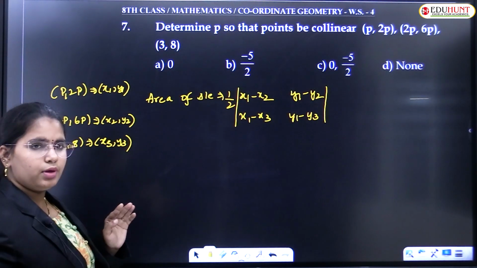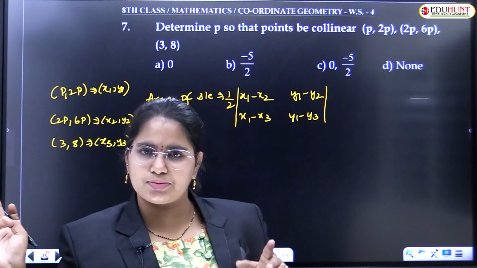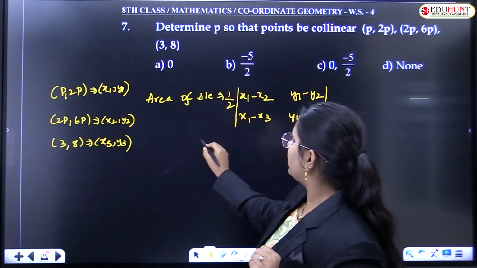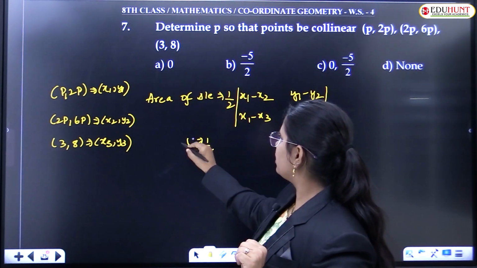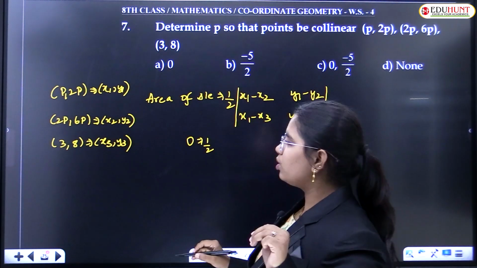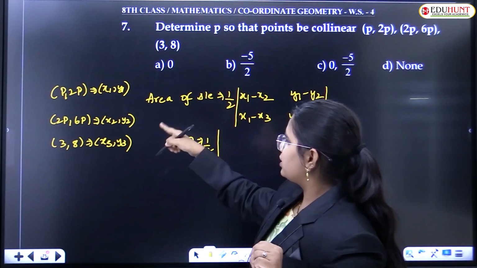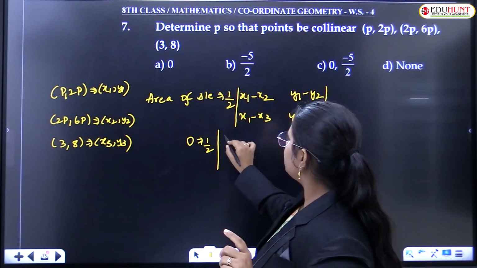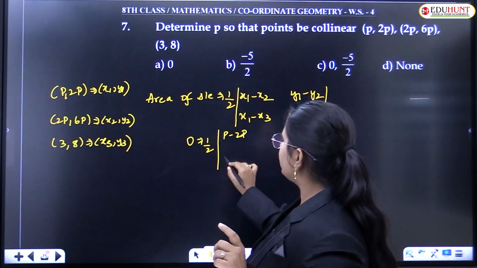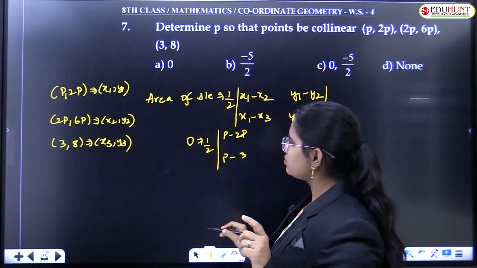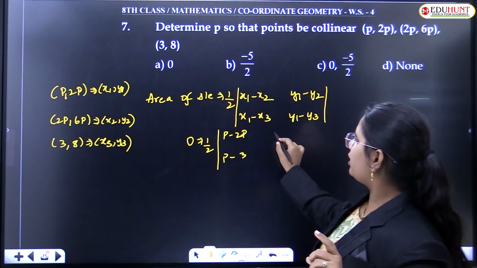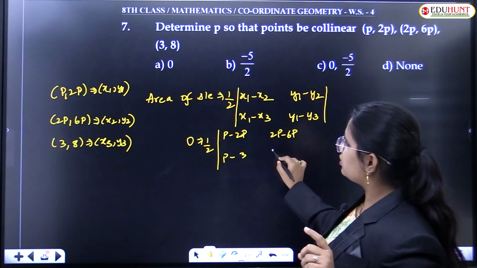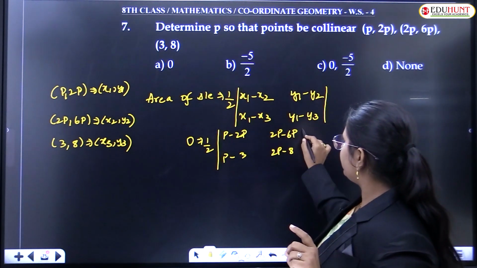So here we are given 3 different points. Let's substitute in the formula, right? So what is the formula here? I am having half area of triangle is equal to 0 if it is a collinear point, right? x1 minus x2. So what you are going to take? P minus 2p and this is p minus 3. Next, 2p minus y1 minus y2, 2p minus 6p and this is 2p minus 8.